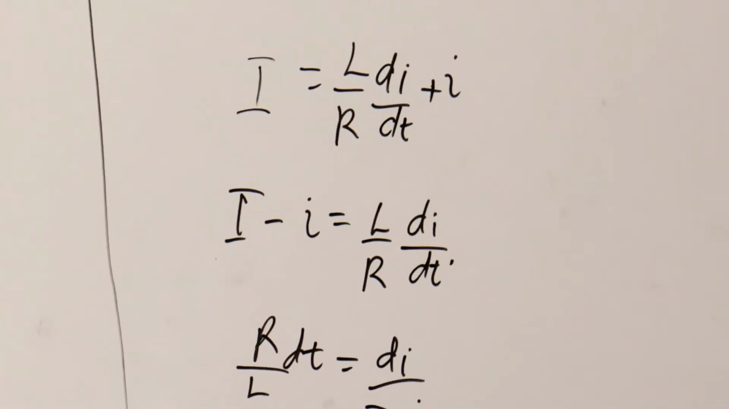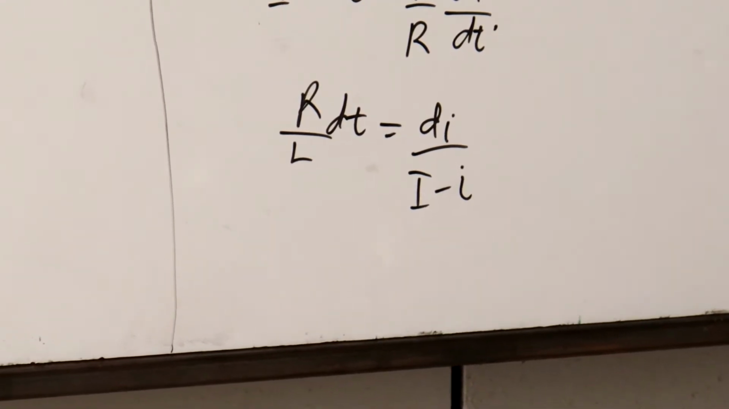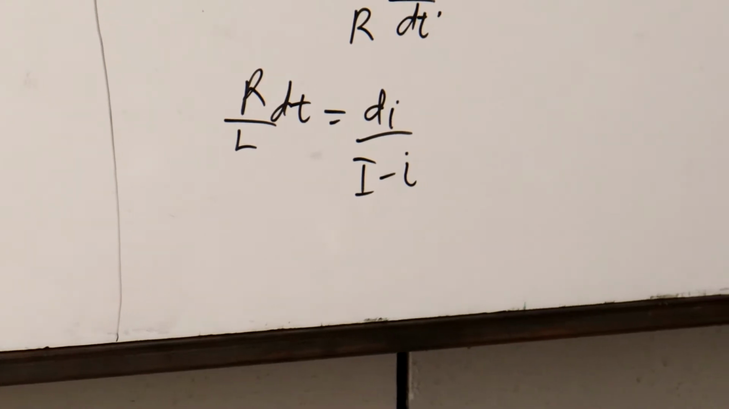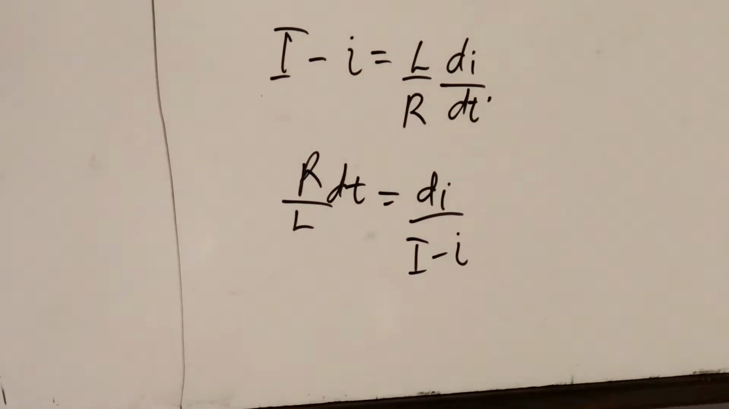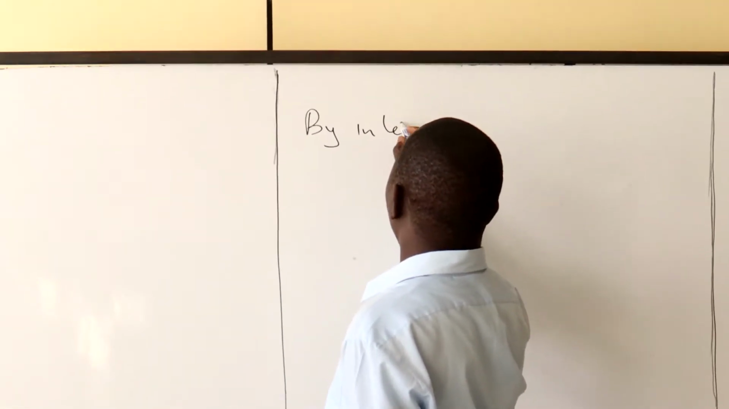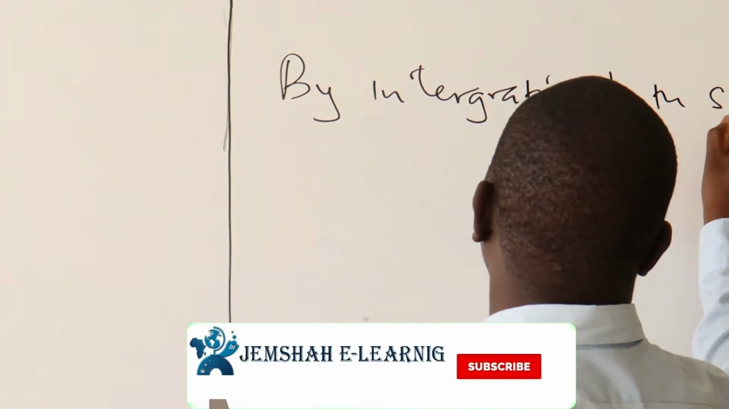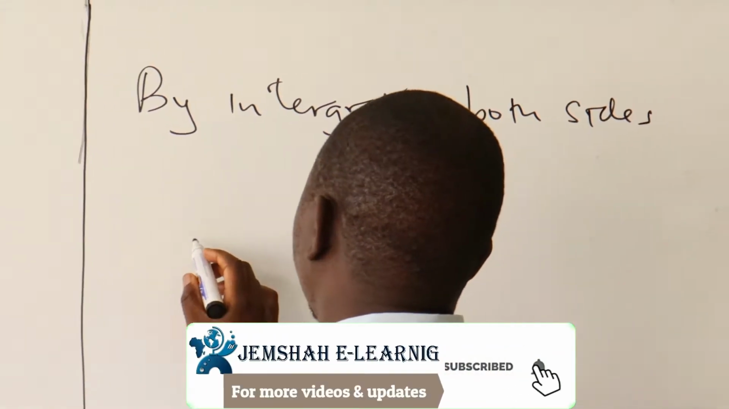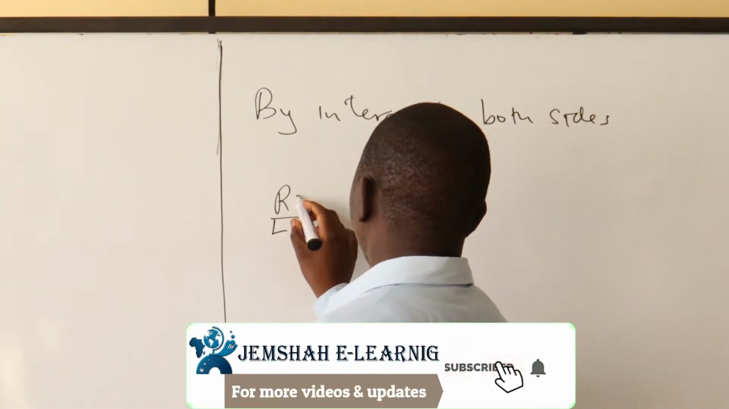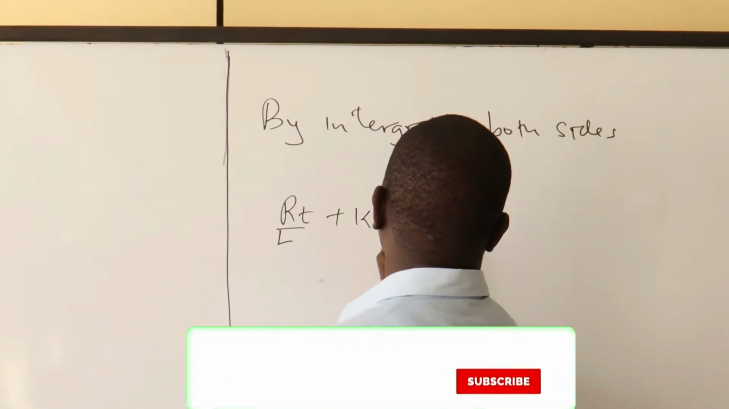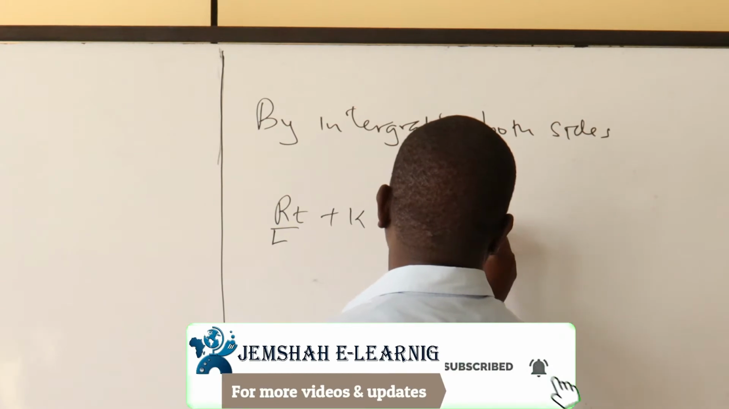So by integrating both sides with respect to the variable, we shall have R over L t plus a constant is supposed to be minus Ln of I-max minus I.